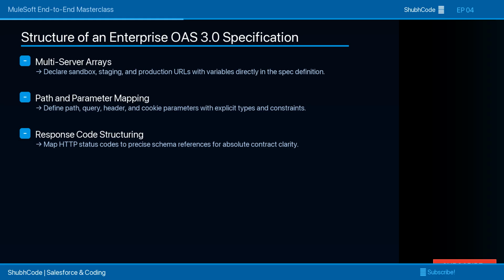Under paths, we define our resource endpoints, where each path maps to HTTP operations like get, post, or delete. Inside each operation, we declare parameters, which can reside in the path, query, headers, or cookies, and the request body, which defines the incoming payload structure. We close out with responses, mapping HTTP status codes like 200 OK or 400 Bad Request to specific schemas. This structured approach ensures that any automated gateway or client-side generator can parse the interface cleanly without needing external documentation.